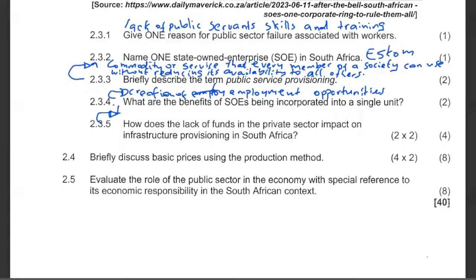So we are saying that it causes delay, because businesses will fail to pay tax to the government to improve infrastructure.